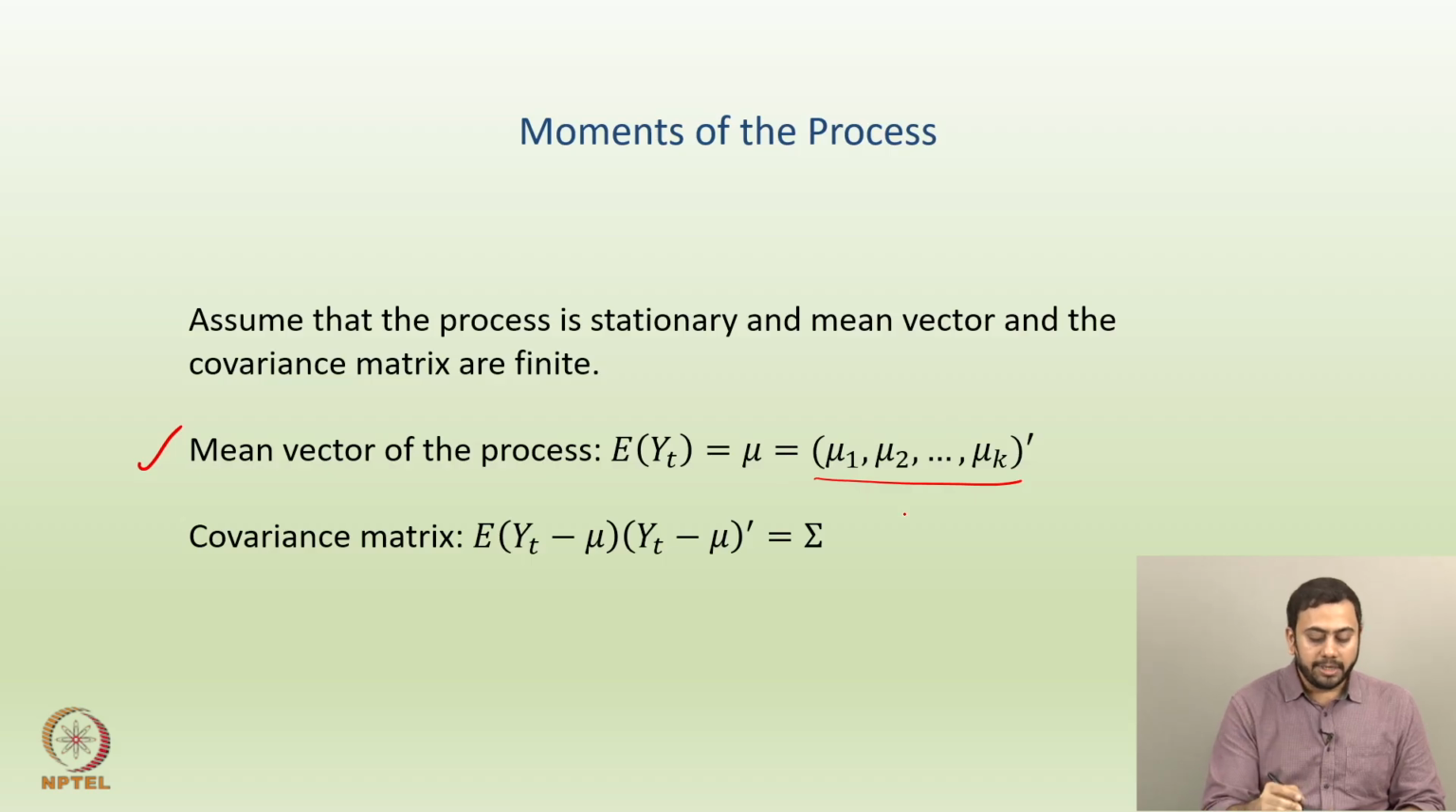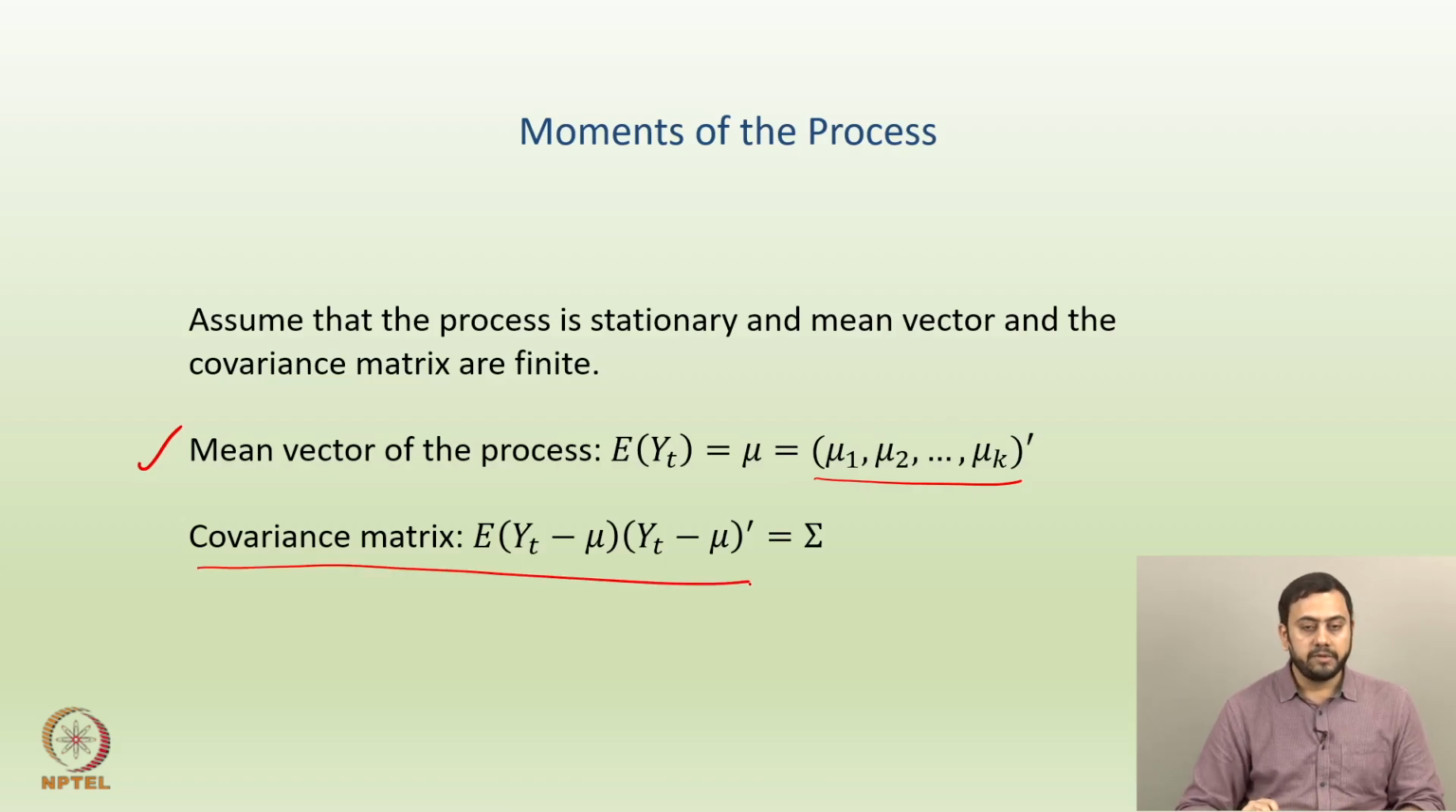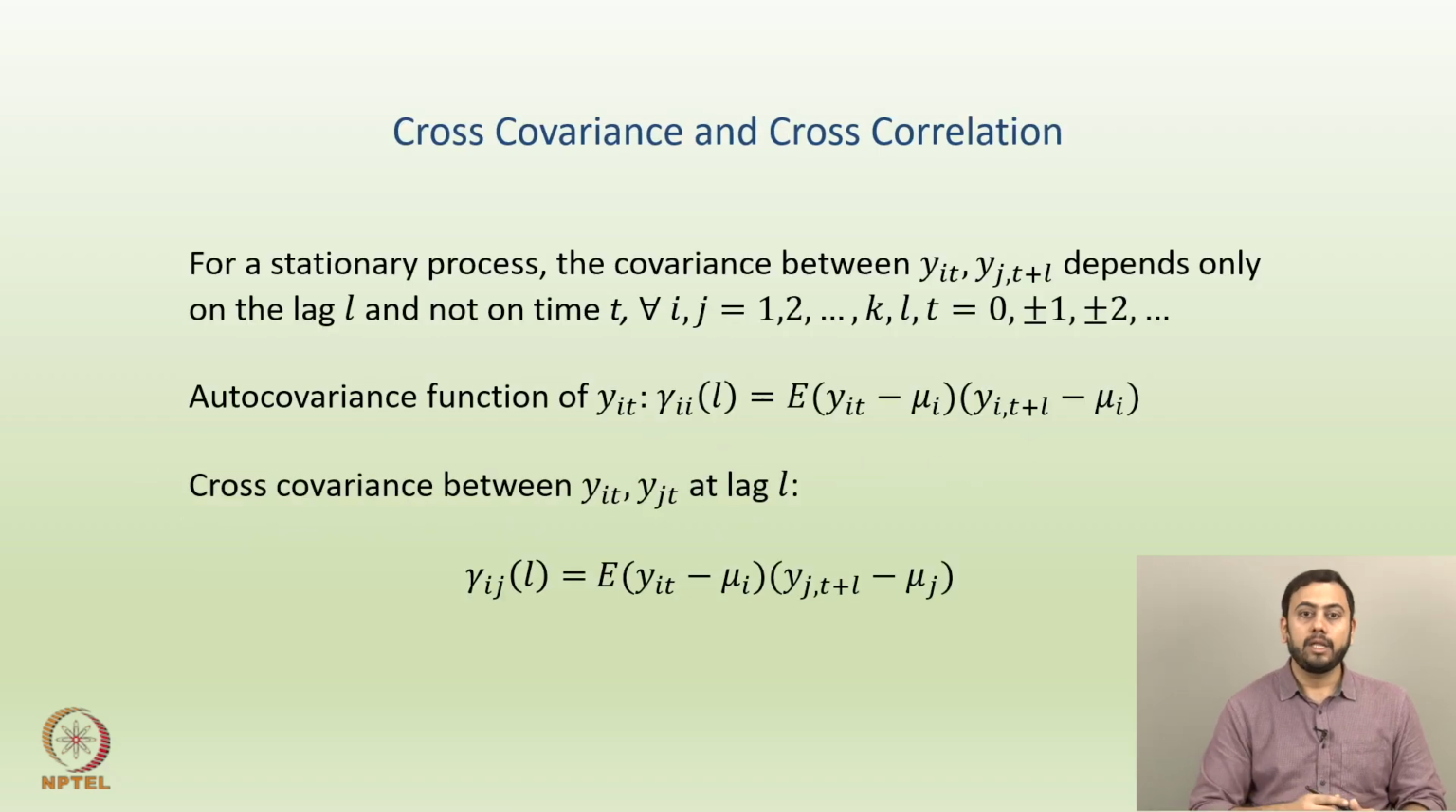Similarly, we can talk about, let us say, the covariance matrix, which is nothing but expectation of yt minus mu into yt minus mu transpose, and notation wise this would be sigma. Hence we can define some moments of the process, which is yt. And then immediately we can talk about cross covariance or the cross correlation.